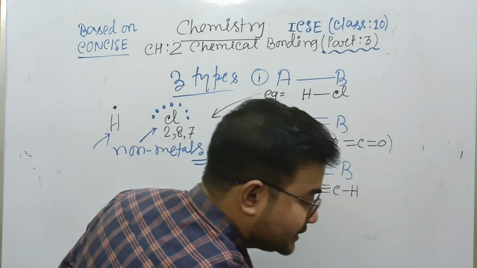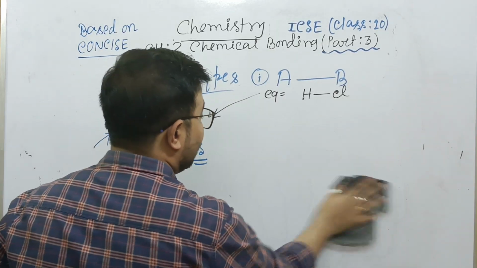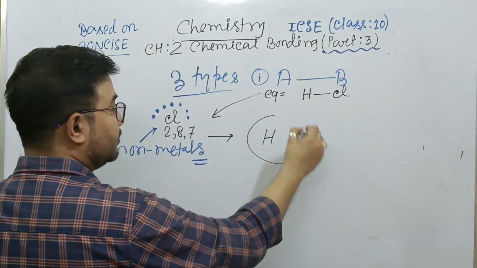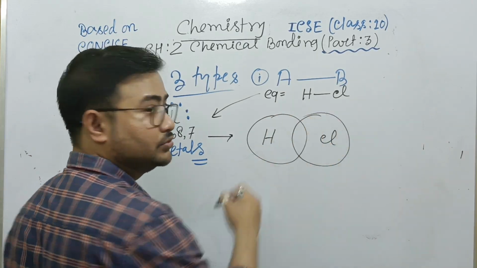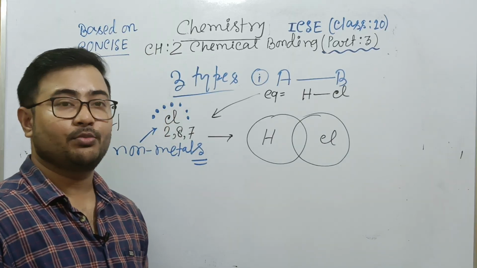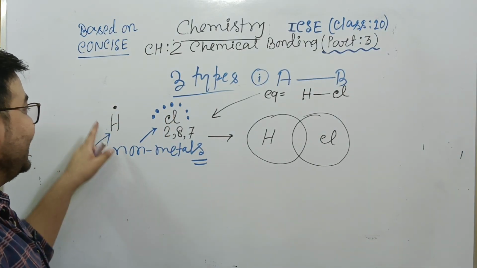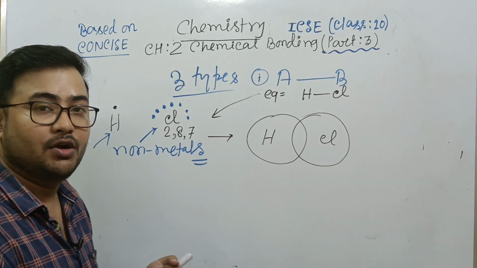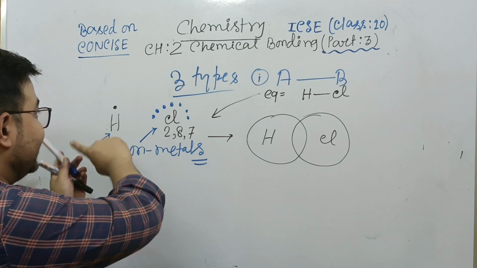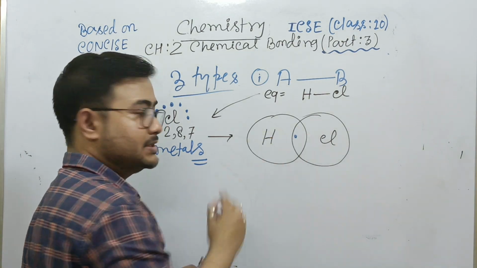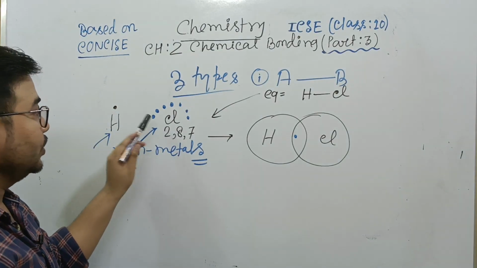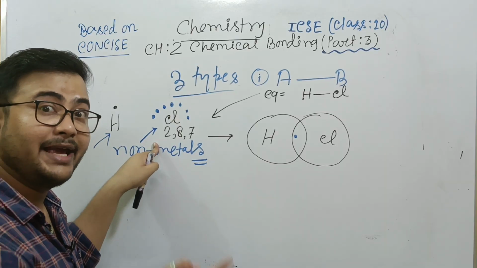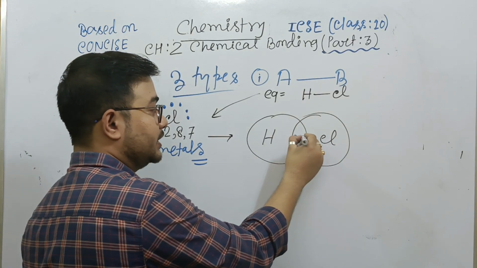Now my question is, how will they form a bond? Look at the board. I already told you, formation of a covalent bond means first they will try to create a common space. Now H needs how many electrons? 1. So instead of accepting, it donates the electron in the common space. Tell me, chlorine, how many electrons? Chlorine tries to accept 1, so instead of accepting, it donates the electron here.